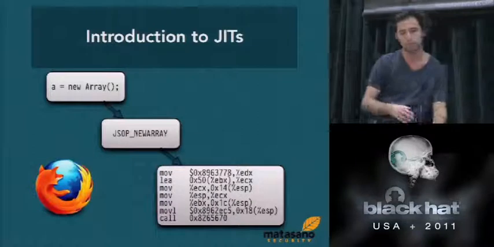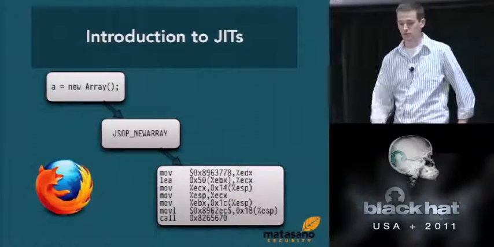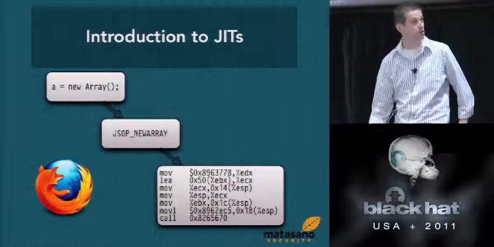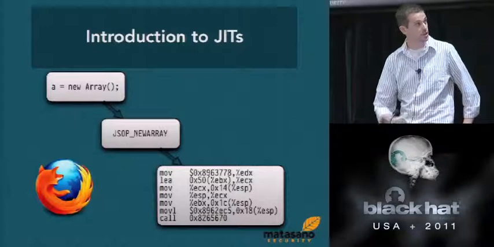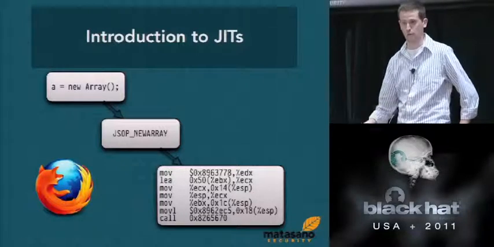So here's a more concrete example looking at Firefox. We're all familiar with JavaScript. Here you have a small JavaScript snippet. It says the variable A equals new array object.